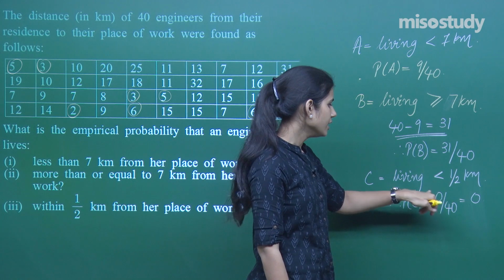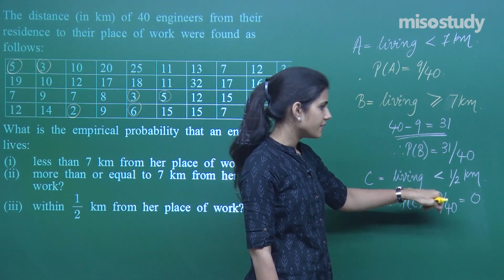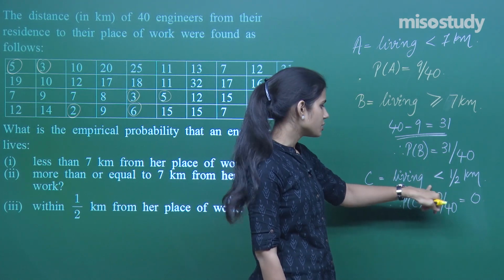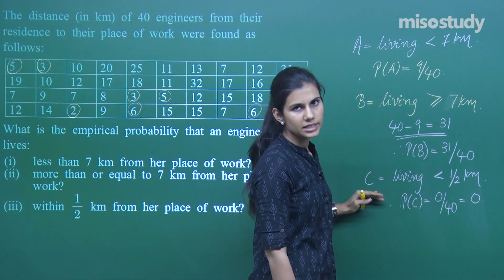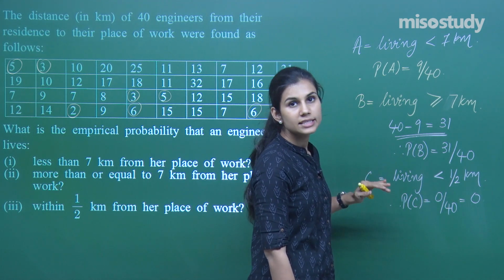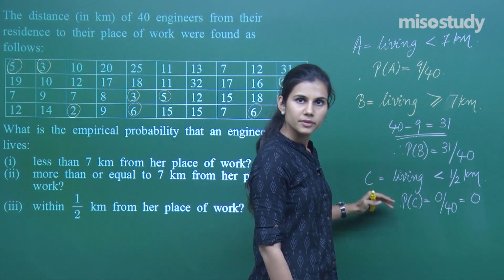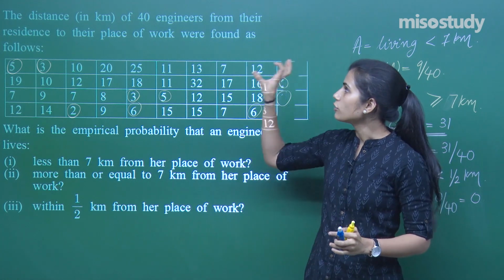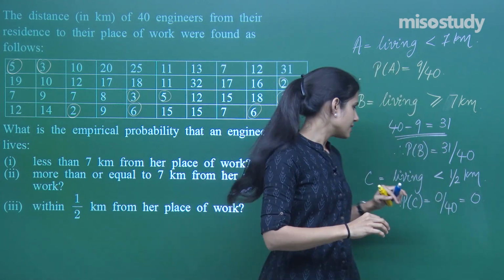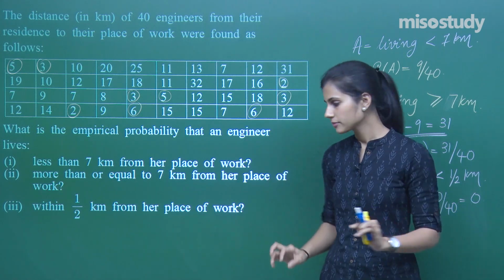So out of 40, no engineer is living less than half a kilometer away. So 0 upon 40 is the probability of C. C is an impossible event. This can never ever occur. Clear? Because no engineer out of these 40 engineers is satisfying this condition.